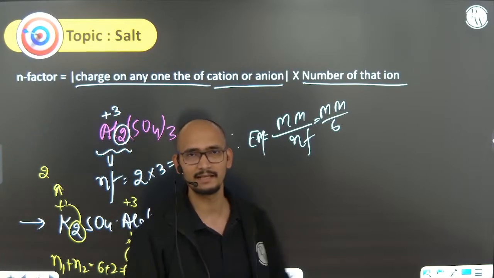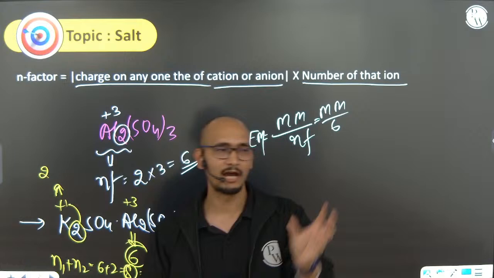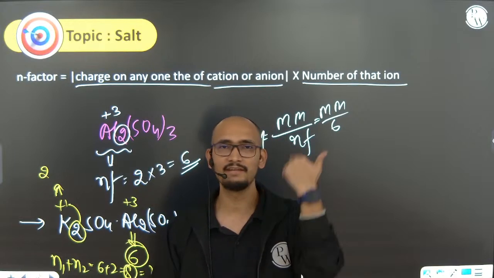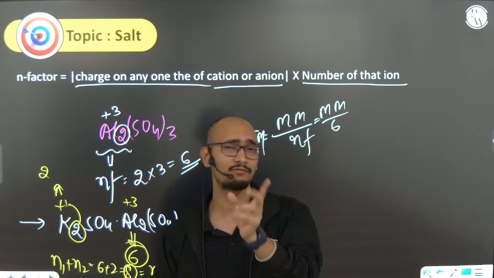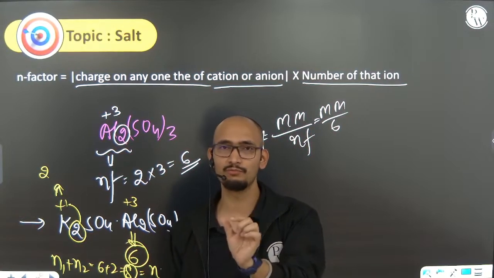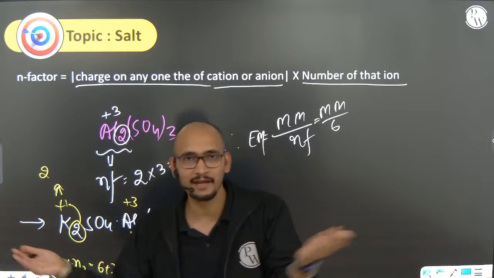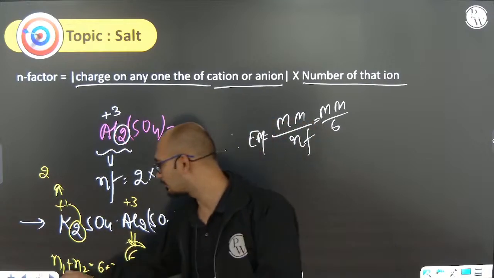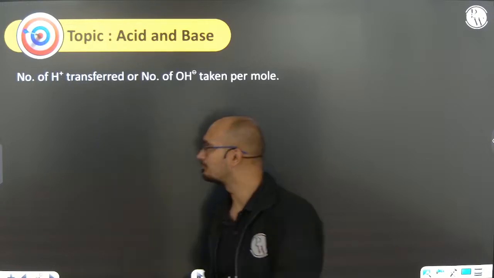More salts: FeSO4 plus ammonium sulfate. How many Fe are there? 1. So 1 Fe has how much charge? Plus 2. How many ammonium ions are there? 2. One ammonium has plus 1 charge, so 2 ones are 2. 2 plus 2 is 4. So the n factor for Mohr's salt will be 4. Such kinds of double salts can also be handled like that, right?